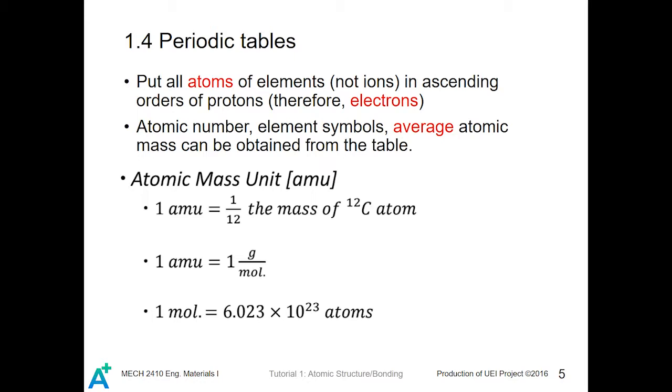And 1 AMU, by another definition, is equal to 1 gram per mole. 1 mole is a constant, which is a huge number of atoms, because atoms are essentially that small and very, very light, and we have to include that many atoms to make up such units, which is for our convenience in calculations.